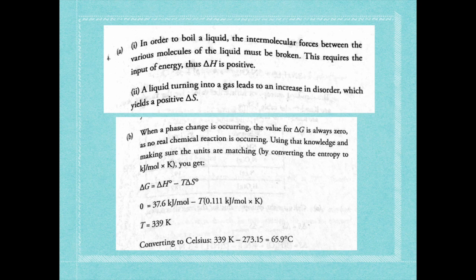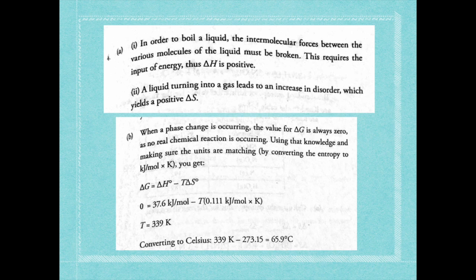Okay. For number 4, it says for the boiling of methanol, you have a delta H of positive 37.6 and an entropy of positive 111. Why is the delta H positive for this process? Well, whenever I go from a liquid to a gas or a solid to a liquid, that state change requires energy because intermolecular forces are being broken. So since energy is required to break those attractions, it's going to be endothermic.